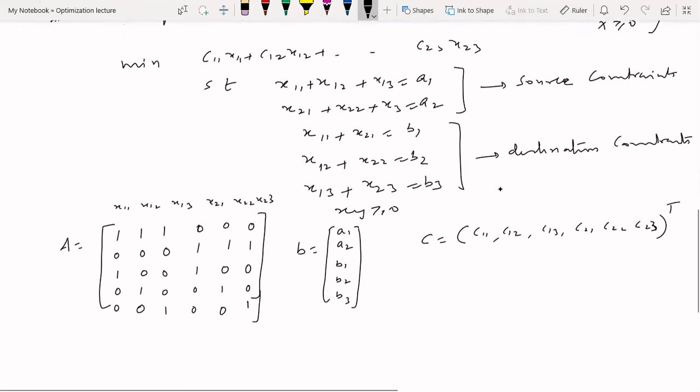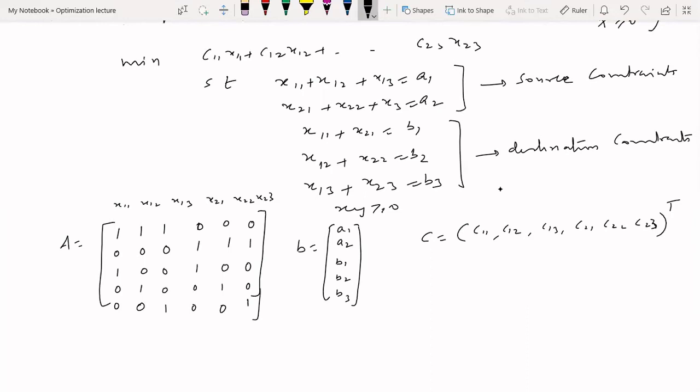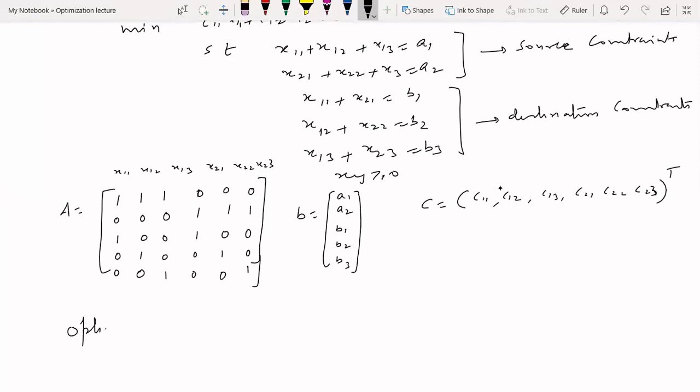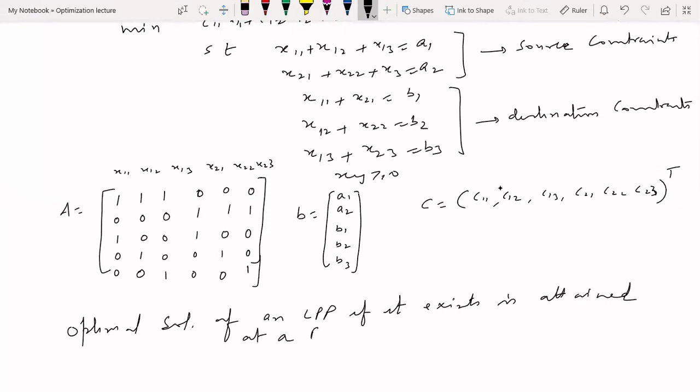Now the next question is that since the transportation problem is a linear programming problem, we know that the optimal solution of an LPP, if it exists, is attained at a basic feasible solution. Okay, so that means the optimal solution of my transportation problem will also occur at a basic feasible solution. So we must identify the basis for this problem first.